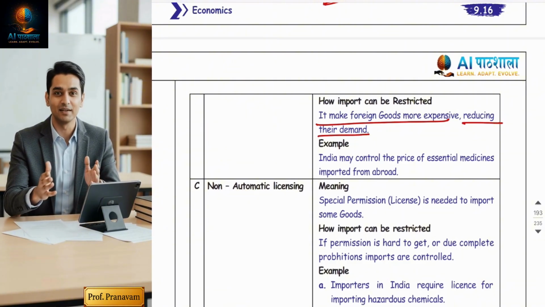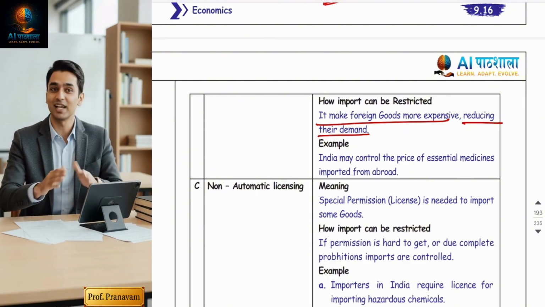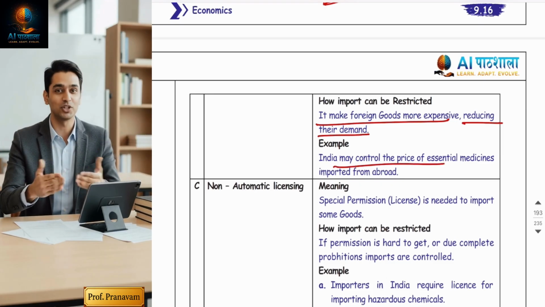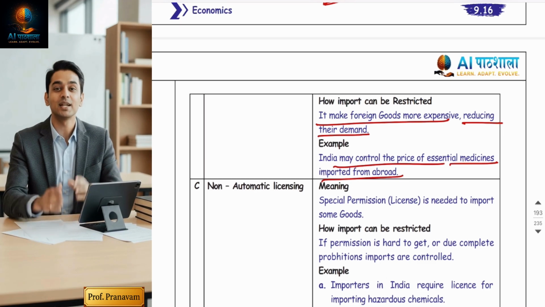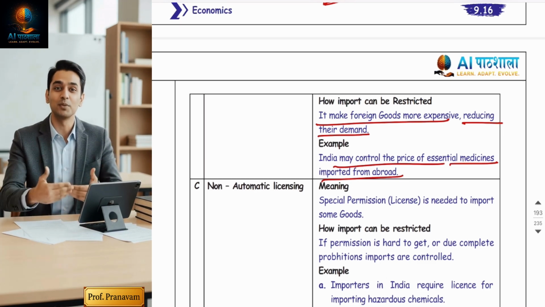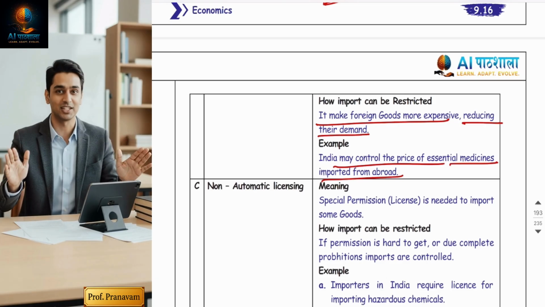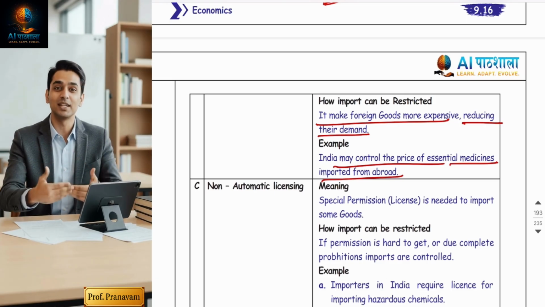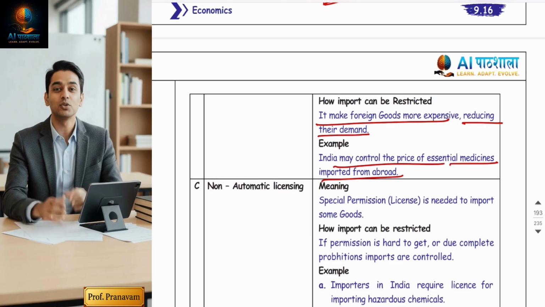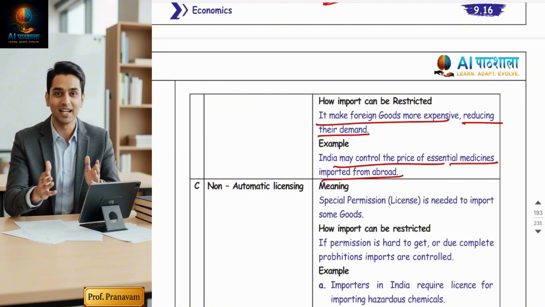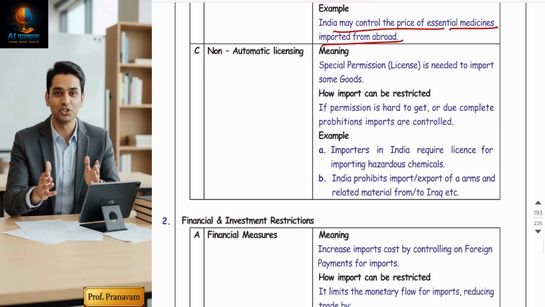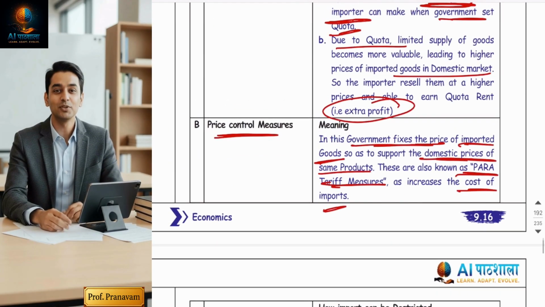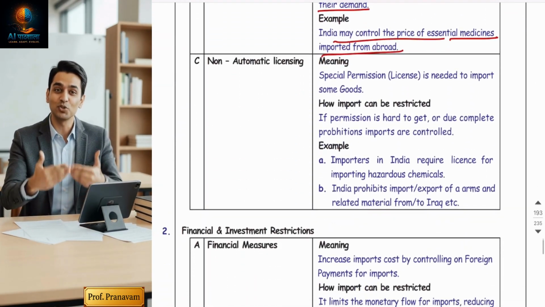So guys, the best is prices. Take price control on essential medicines imported from abroad. Sometimes if the government doesn't need that product, it can fix high prices so that import can be restricted. But suppose the government feels that there is a need for that imported good, they can reduce the price also. They can fix lesser prices so that supply can be increased. Basically, the prices are fixed by the government of India depending on the need of the market.